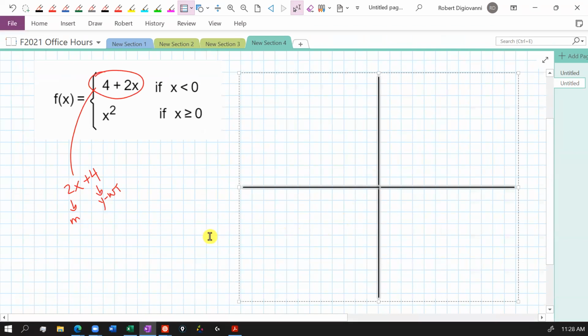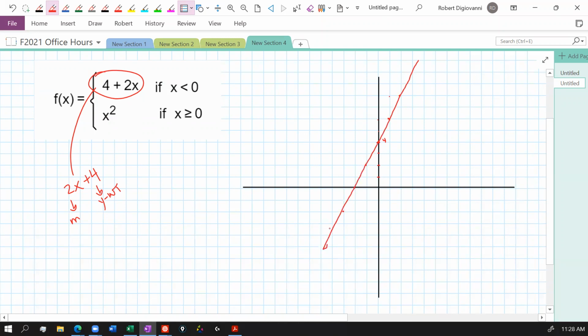Let's do that. So if I go to graph this, it's going to be a y-intercept of 4. So 1, 2, 3, 4. Here's 4. Should have a y-intercept there. And then a slope of 2. So up 2 over 1. If I connect a straight line between these two points, we should get something like this.